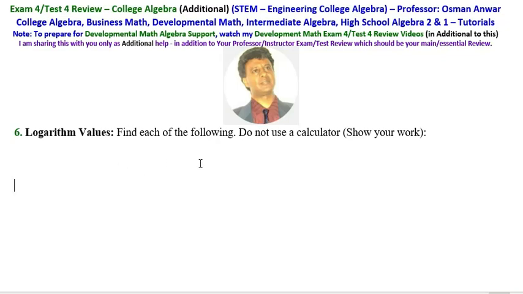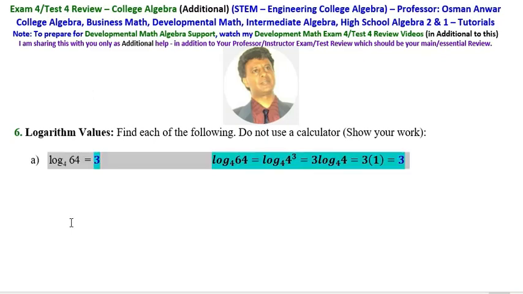Number 6 is logarithm value. Find each of the following. Do not use a calculator. A, log base 4 of 64, and that is log base 4 of 4 to the third. 64 is 4 to the third. Bring the 3 down, that is 3 log base 4, 4. Log base 4, 4 is 1, that is 3 times 1 equals 3.